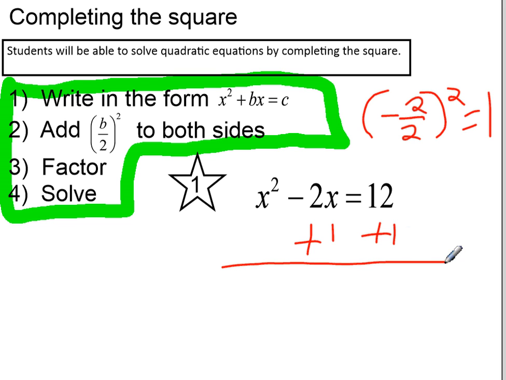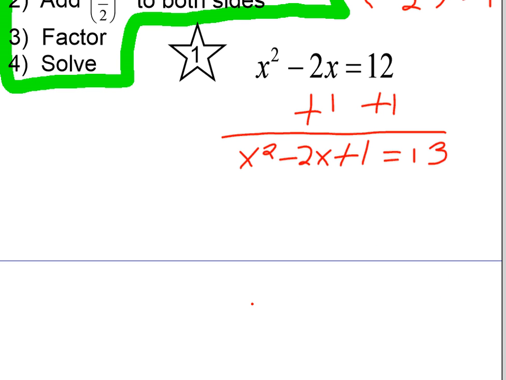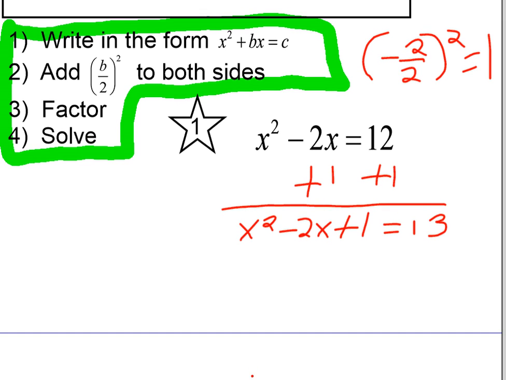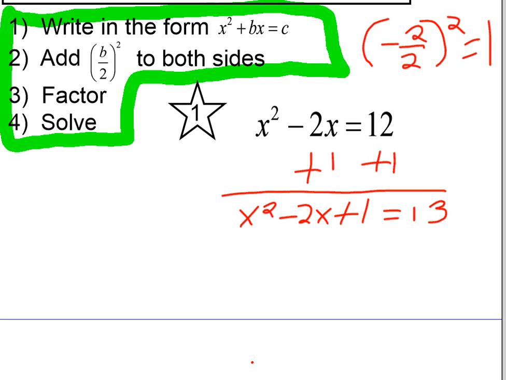On the left-hand side, they are not like terms. On the right-hand side, 12 plus 1 is 13. All right, now, by doing that, what you've done is you've set your trinomial to become a perfect square trinomial.